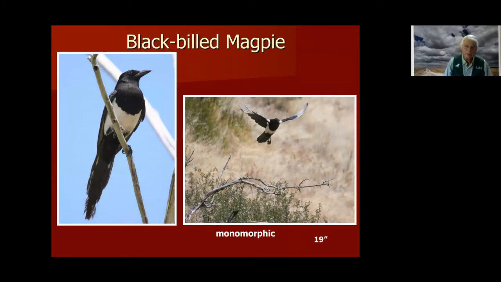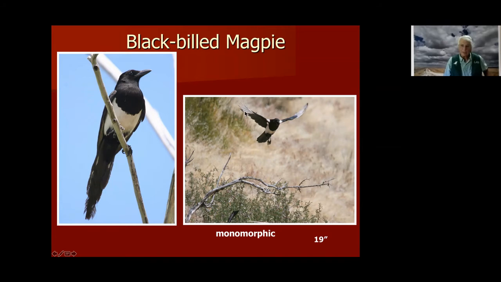Okay, a relative of the blue jay and the so-called corvid family is the black-billed magpie. If you live anywhere near open area or along, say, a stream where there are a lot of cottonwoods and so on, you might get this guy. Easily recognizable by the black and white pattern and that long black tail.